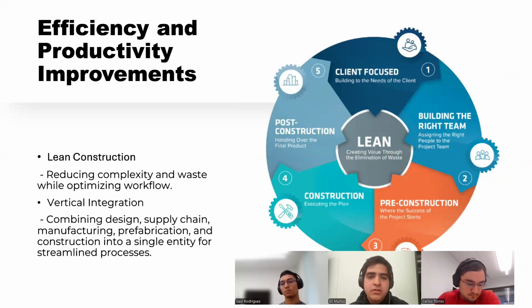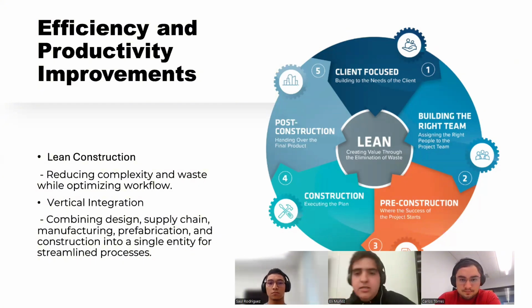For efficiency and productivity improvements, there are the principles of lean construction, which are to reduce complexity while optimizing workflow. It uses decentralized decision making by putting control in the hands of the work teams. Vertical integration is combining design, supply chain, manufacturing, prefabrication, and construction into a single entity for streamlined processes.